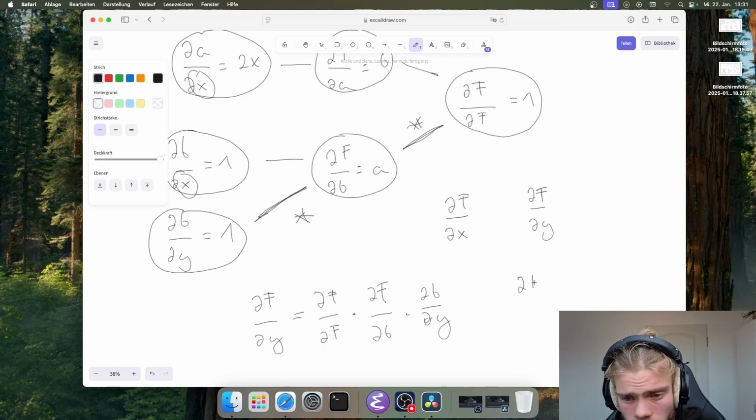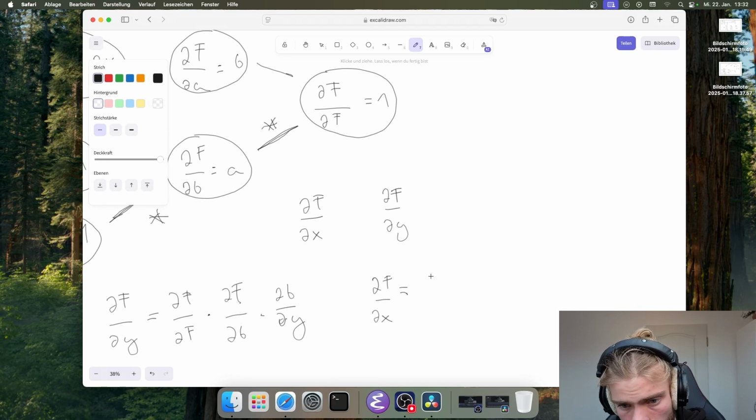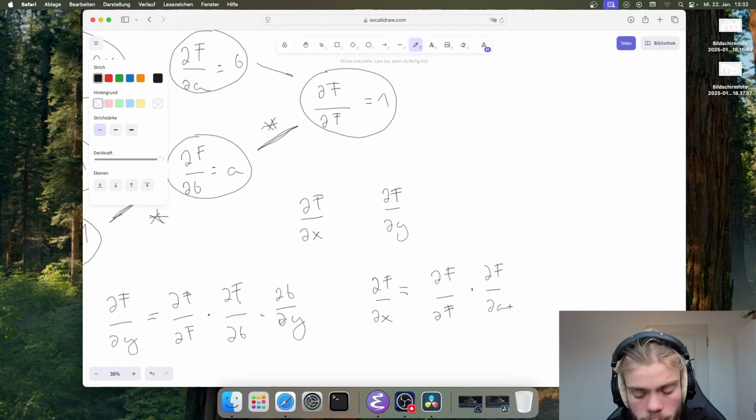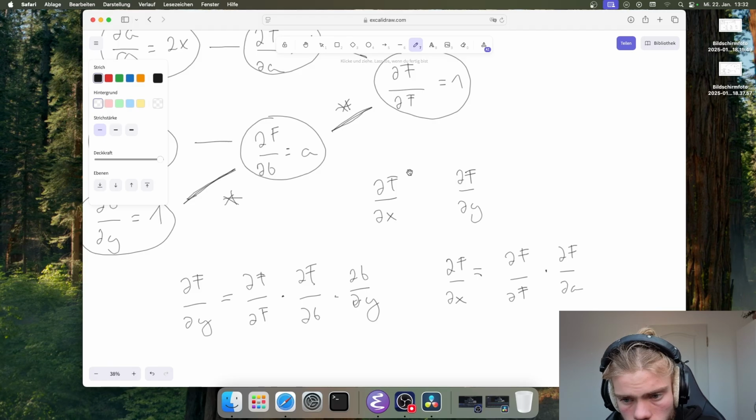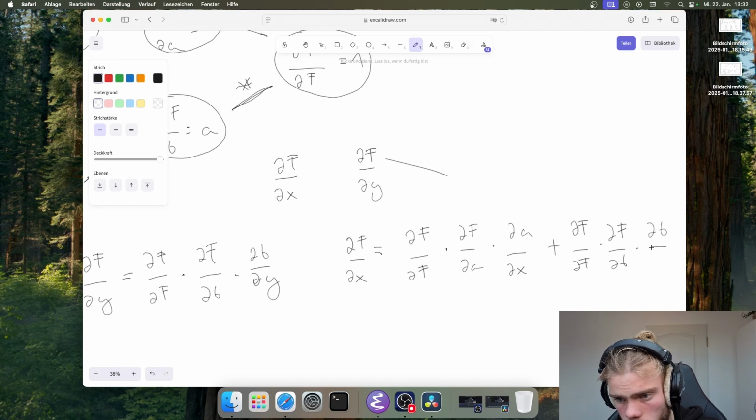That means df/dx is equal to the first path, which is df/df times df/dA. So that's the path up here, times dA/dx. And now we have a second path, which we said we have to add to the first one. That is df/df times df/dB times dB/dx.